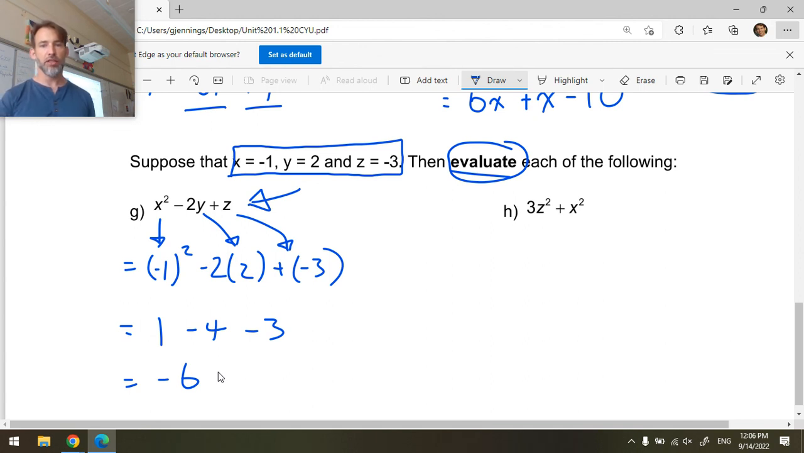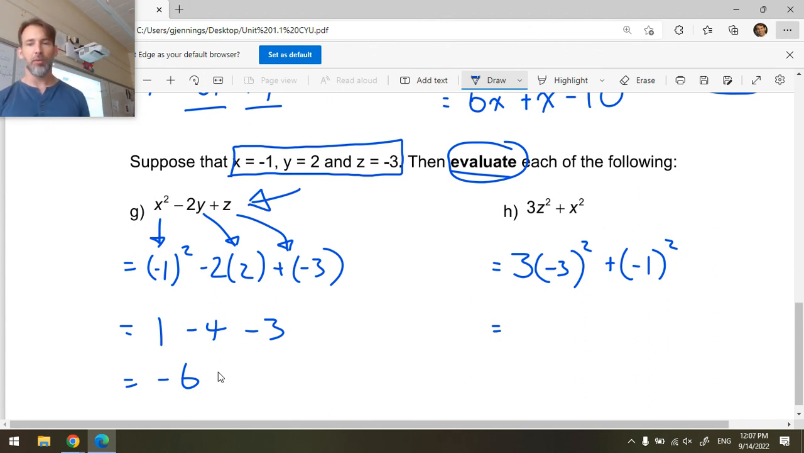This one here, 3z squared plus x squared, you'll notice that I write 3 and I substitute z into brackets. Z is -3. So put that way. Plus x squared, well, x is -1. So we're doing that again. -1 squared. So here I have a bedmas problem. What do I need to do first? Yeah, we're going to do those exponents. Negative 3 squared.